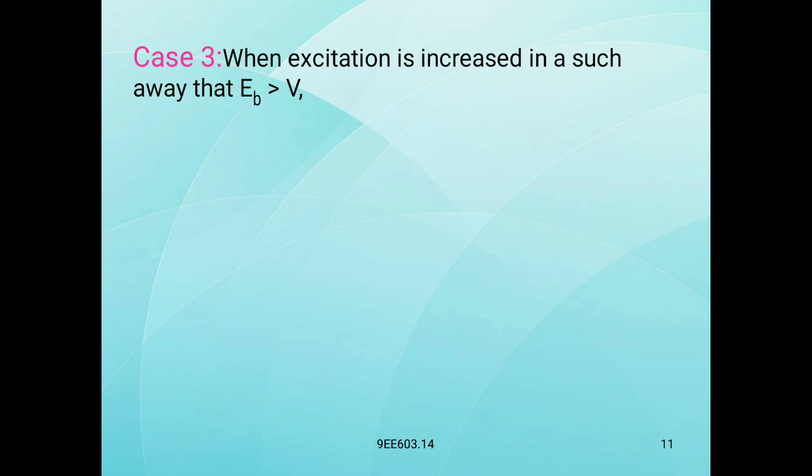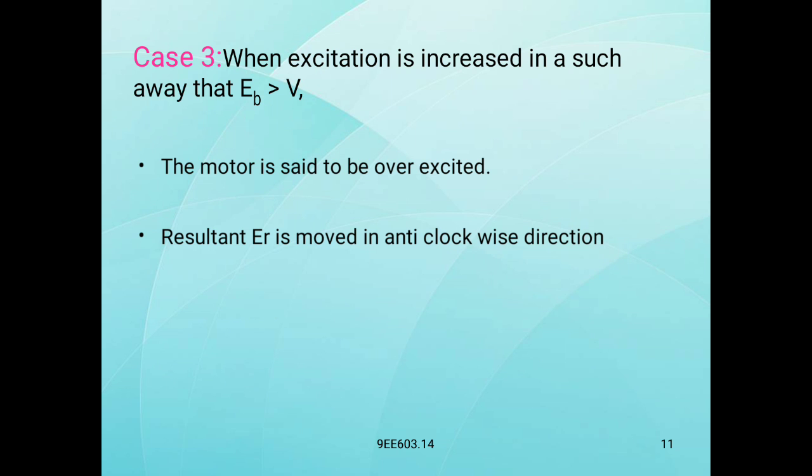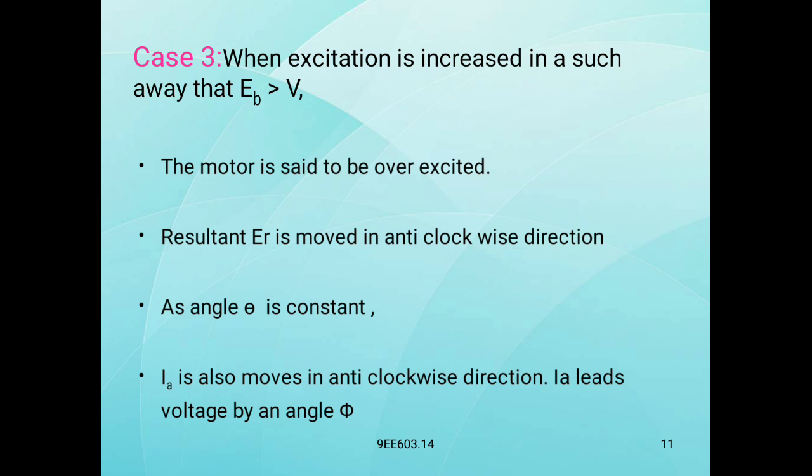In case 3, when excitation is increased in such a way that EB is greater than V, the motor is said to be over excited. The resultant ER is moved in the anticlockwise direction. Observe that the angle theta is constant and IA also moves in the anticlockwise direction. IA leads the voltage by an angle phi.